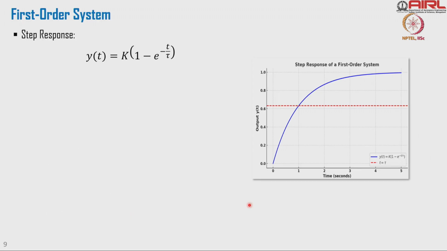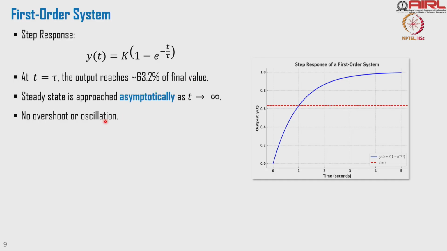Now I am trying to analyze this response further. y of t is K times (1 minus e to the power minus t by tau). I am trying to analyze this further to understand what will happen at t equal to tau. At t equal to tau, y of t will be 63.2% of the final value. That tells me how fast my system reaches the final value. Steady state is approached asymptotically as t tends to infinity.